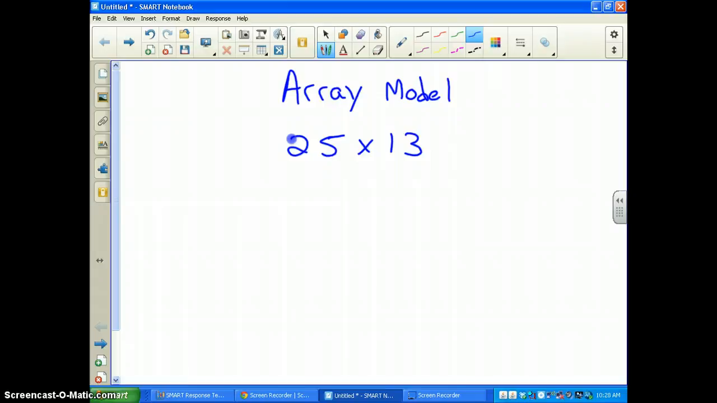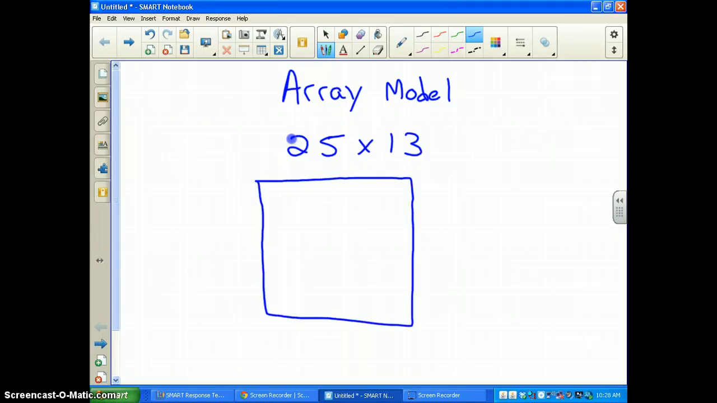So first off, when you're doing the array model, we've got a 2 by 2 box, because we have 2 digits here and 2 digits here. The way that we're going to do it is, first off, we're going to break apart the 25. We're going to break it up as 20 and 5. We will then break apart the 13 as 10 and 3.